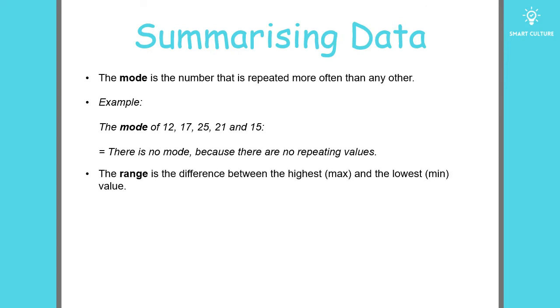Let's move on to the range. So the range is part of the measures of spread. The range is the difference between the highest, the maximum, and the lowest, the minimum value. So if we take another look at the same data set of 12, 17, 25, 21, and 15, we know that the maximum value is equal to 25, the minimum value is equal to 12. So now we have to subtract: 25 minus 12 is equal to 13. So the range is equal to 13.